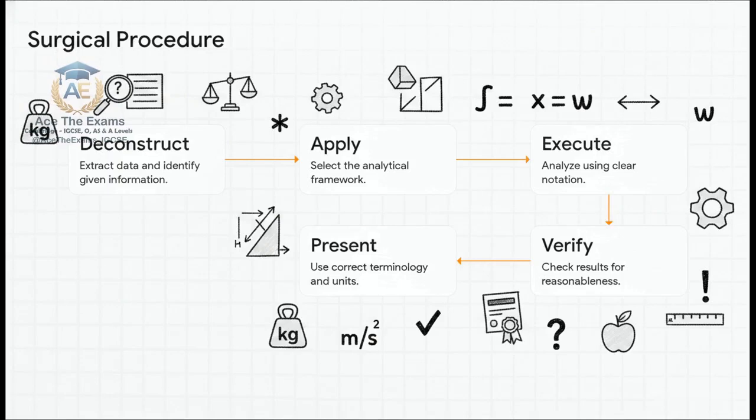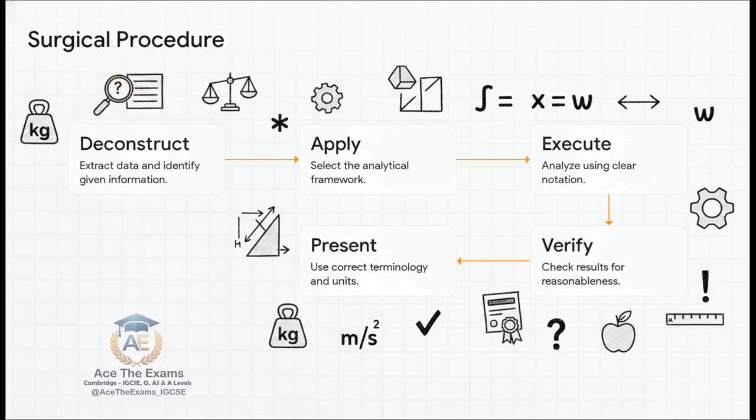Step 4. Verify results for reasonableness. This is where you find the flaw in your own work before the examiner does. If you calculate the acceleration of a regular wooden block sliding down a ramp to be 900 meters per second squared, guess what? You've made a massive mistake somewhere. Stop, breathe, and check your assumptions.